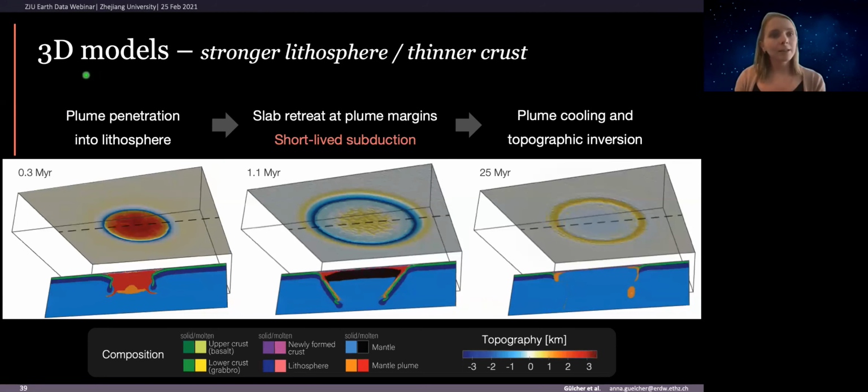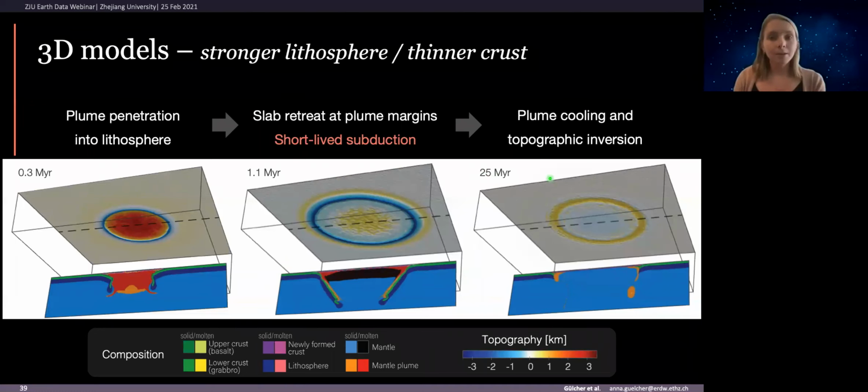And basically on the left, you see that again, our plume rises and is buoyant enough to break the lithosphere and pushes the material aside. And in the middle, you see that as the plume widens, the rigid lithosphere at the plume margins forms this retreating circular subducting slab that eventually breaks off. And that happens here on the left side of this model and almost on the right side as well. And this actually forms a short-lived episode of retreating subduction at the corona margins.